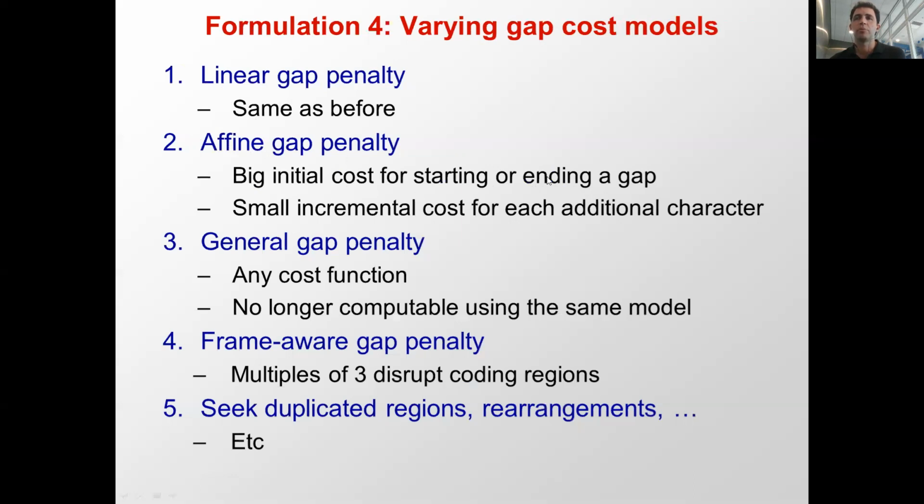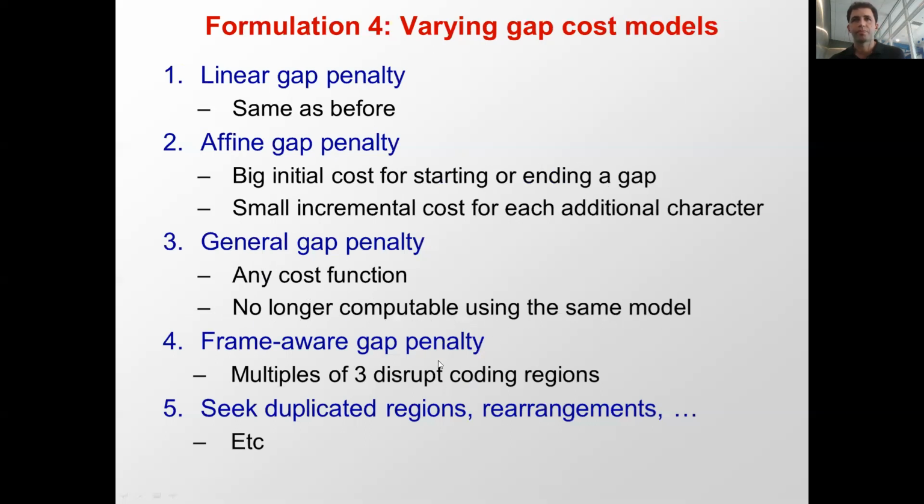That basically, if polymerase starts skipping, then the initial cost might be large, or if a big deletion happens, the initial cost might be large, but then the size of the deletion matters little. If you insert 13 or 14 or 15 nucleotides, the incremental cost is relatively small. We could have a general gap penalty function, which basically says, give me the length of the gap, and I'll give you a cost. So that's a general gap penalty, but this no longer allows us to compute this using the same model.